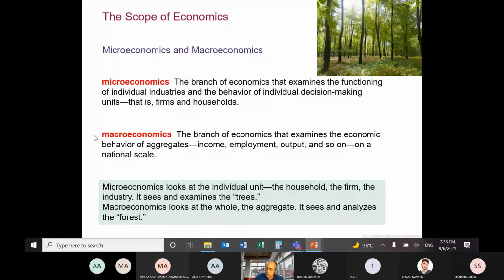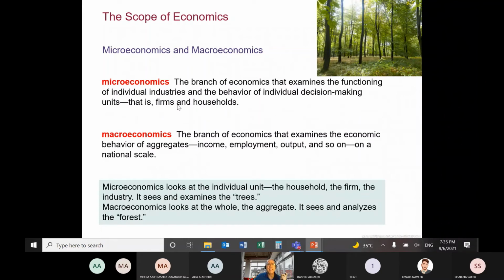So let's go with Sheikha Saeed, macroeconomics. Okay, the branch of economics that examines the economic behavior of aggregates, income, employment, output, and so on, on a national scale. Okay, so macroeconomics deals with aggregates. What's the meaning of aggregates? The sum.